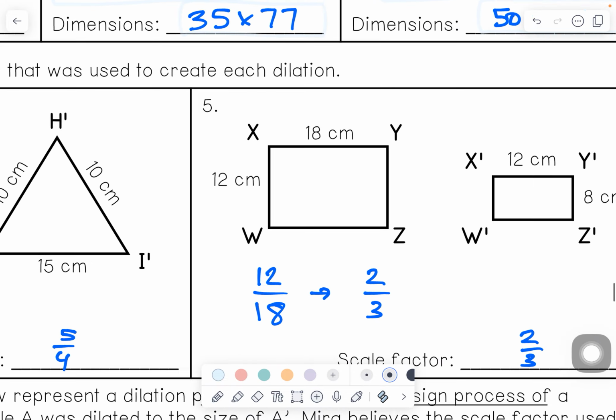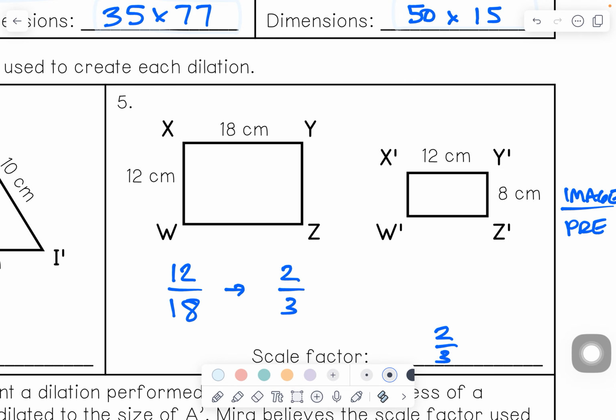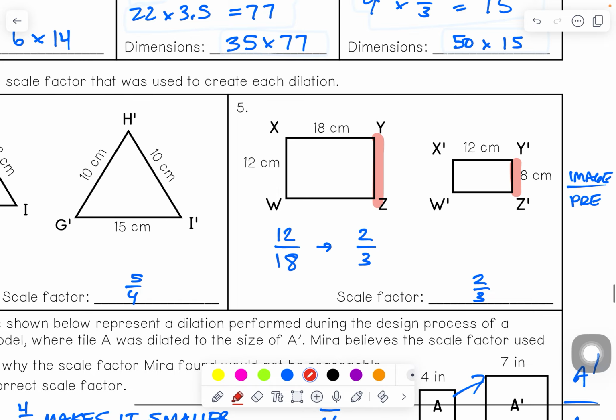What about number 5? Clearly it looks smaller, right? So I'm always going to take my image over my pre-image. So I'm going to do 12 over 18. I can't do 8 over 12 because they're not corresponding sides. I know it's a rectangle, even though it's not labeled as such, but it looks like a rectangle. I want you to recognize that YZ can only be compared to YZ, so we can't use the 8 here, but we can use the 18 and the 12. 12 over 18 reduces to 2 over 3. That makes sense because it got smaller.